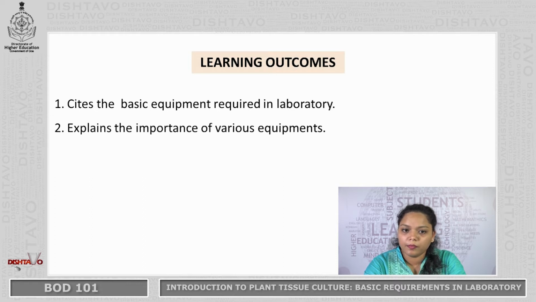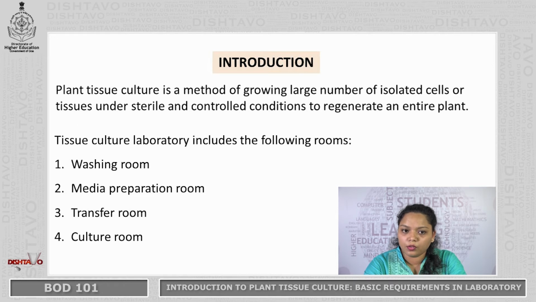So let's begin. As discussed in the previous module, we all know that plant tissue culture is a method of growing a large number of isolated cells or tissues under sterile and controlled condition to regenerate an entire plant. Why do we do this plant tissue culture technique, which is in vitro? To get plants which are disease eliminated, which are virus eliminated, to have some hybrid quality, or to have some secondary metabolites which are used for the production of many medicines.